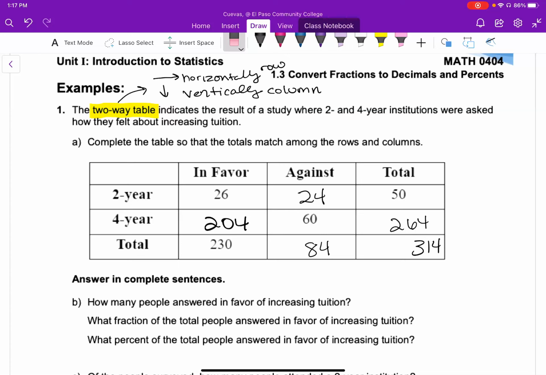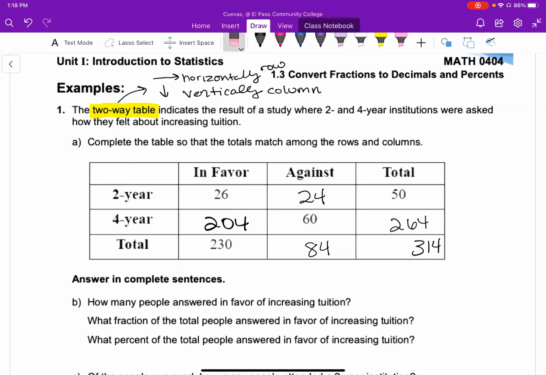This table is about 2- and 4-year institutions. So for example, APCC compared to UTEP, and they were asked a question about how they felt about increasing tuition. For example, I can look at this group here. This is 26 people in a 2-year university or institution, and they are in favor of raising tuition. What I am doing right now is that same tip that I gave you about writing your own sentence in a graph to understand if you understand the graph. So we're doing the same thing.